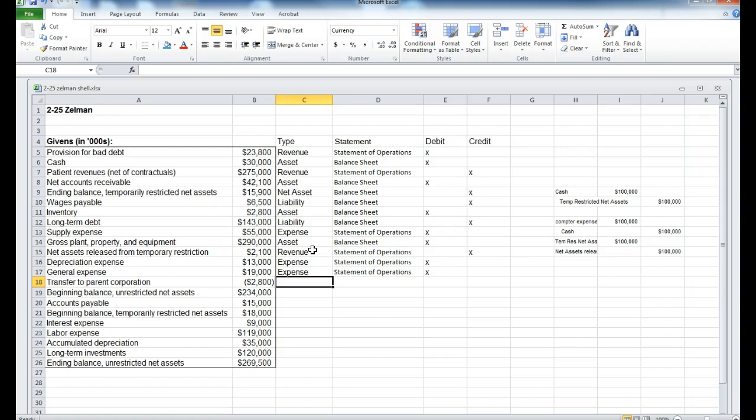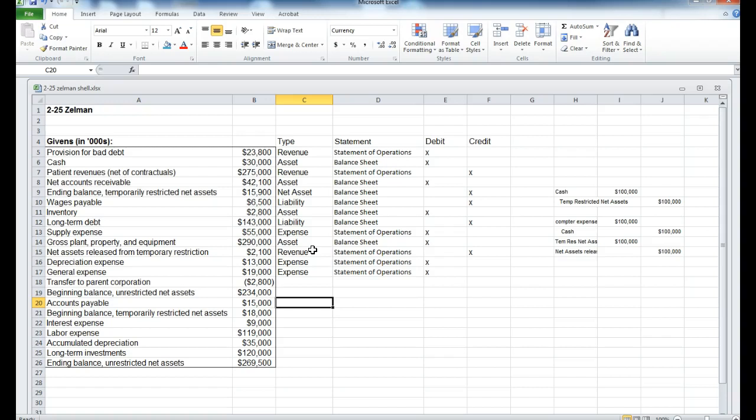Transfer to parent corporation, we're going to ignore. We're not going to do that here, but basically what that is, it's a reduction of the net assets. It's a reduction of your equity. This one, beginning balance of unrestricted net assets, is a little bit of a trick in that we haven't gone over this. When we're doing the balance sheet or the income statement, we're looking at the balances as of the end of the period. So we don't really care about the beginning. We're only going to focus on the ending balance. So we're doing nothing with that.